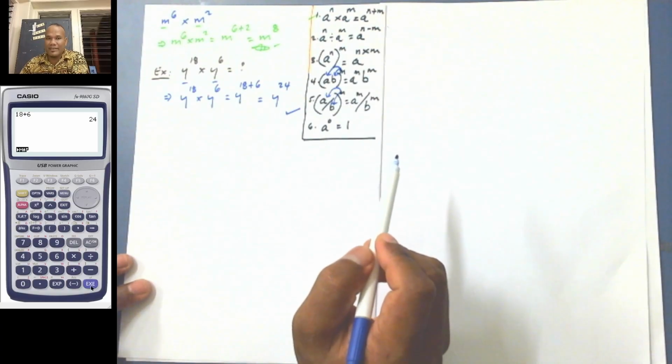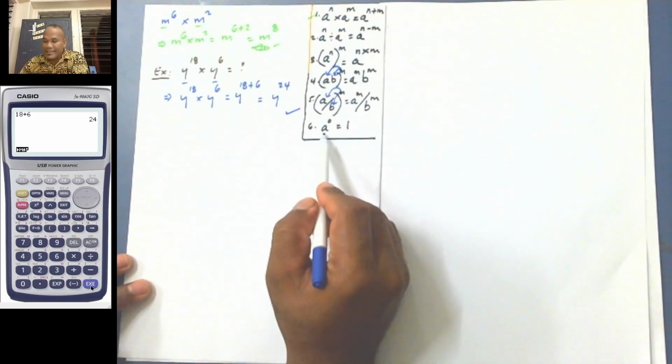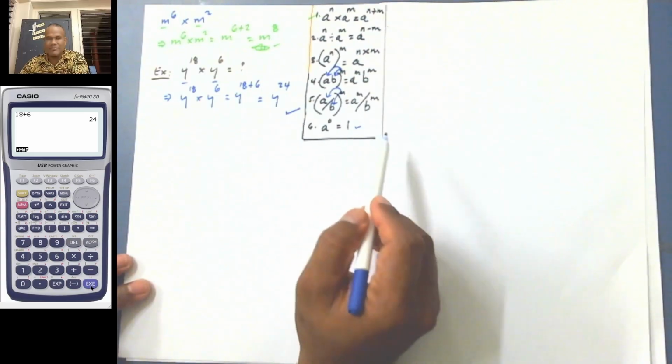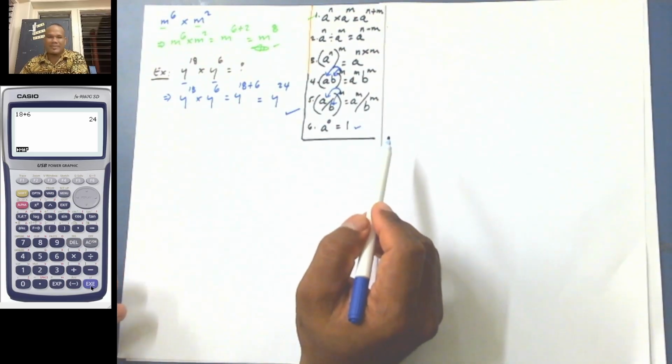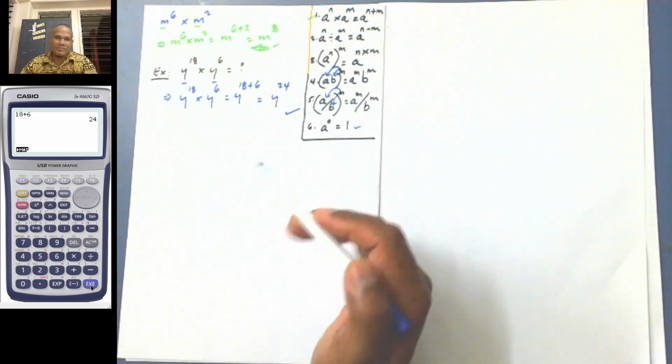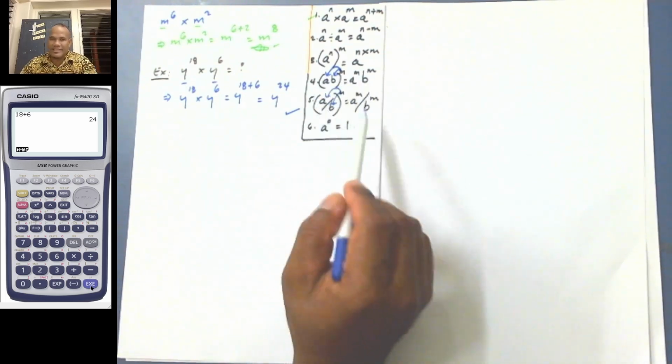And importantly, anything to the power of 0 is 1. And this is used a lot in mathematics. This is just some notes and some tools that you need in solving some mathematical problems. Let's look at question 2.